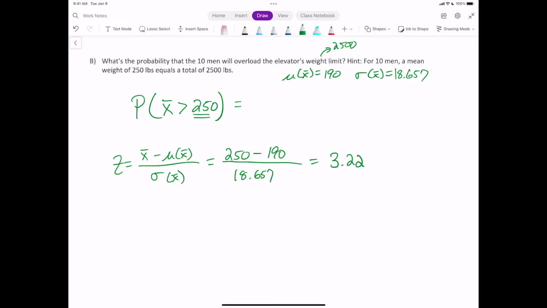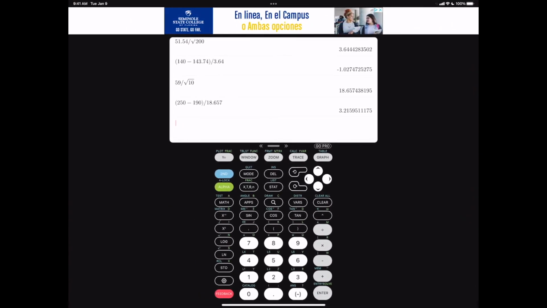Okay? So our z-score is 3.22. So now, instead of finding the probability that x bar is greater than 250, we've reduced the problem to asking: what's the probability that z is greater than 3.22? We're going to use some technology for this, or feel free to use your z tables if you're comfortable with those, but I'm going to come over here to StatCrunch.